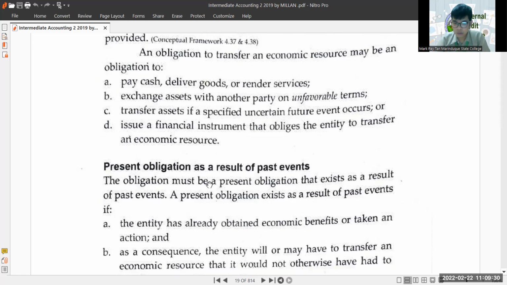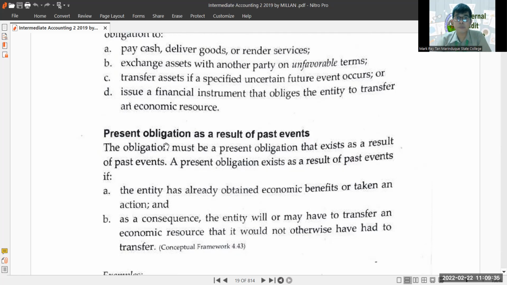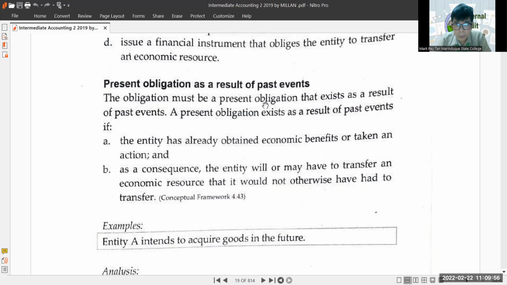We will proceed to the last aspect of liability, which says that the obligation should be a present obligation as a result of past events. And ibig sabihin, syempre, before ka magkaroon ng current obligation or ng present obligation, there should be a transaction from the past na naging cause kung bakit ka nagkaroon ng obligation. Ayan. So, okay. Ayan. A present obligation exists as a result of past events if, so may dalawang case daw, kung paano nagkakaroon ng present obligation as a result of past events.